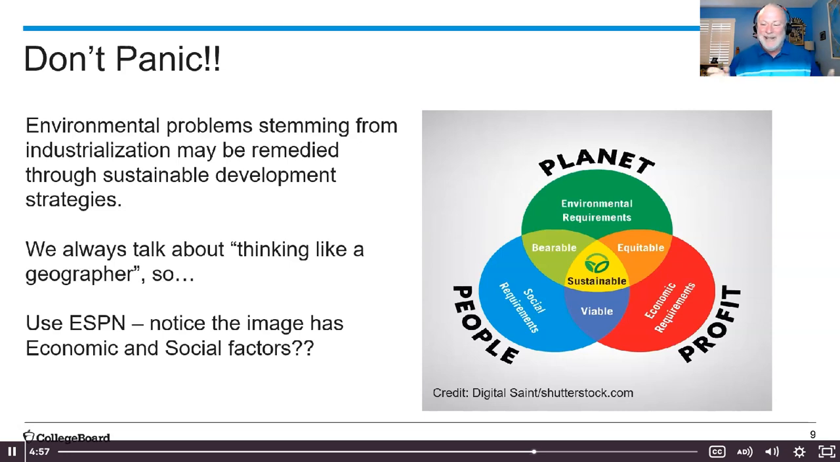We got a Venn diagram. Look what we have. We have economic requirements. We have social requirements. We have environmental requirements. It talks about, is it viable? In other words, can we do this? Is it even possible? Yes, it's possible, right? Is it bearable? Can we handle it? I think that when we're talking about the one and only earth that we have, we kind of need to make this bearable, right?